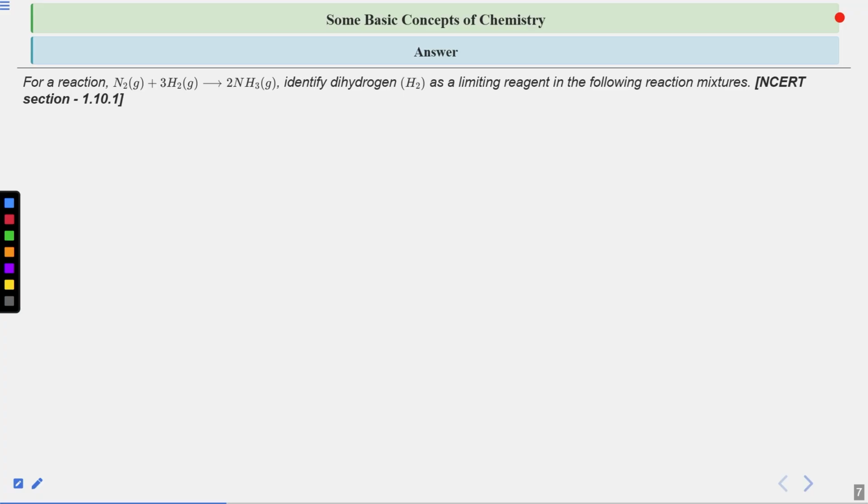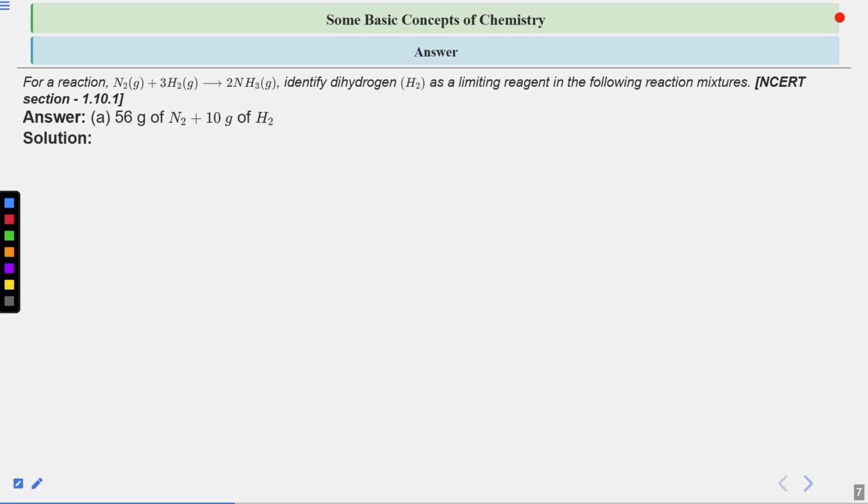How will we solve this question? We will look at each and every option one by one. So for those who have solved it, the correct answer is A, 56 gram of N2 and 10 gram of H2.